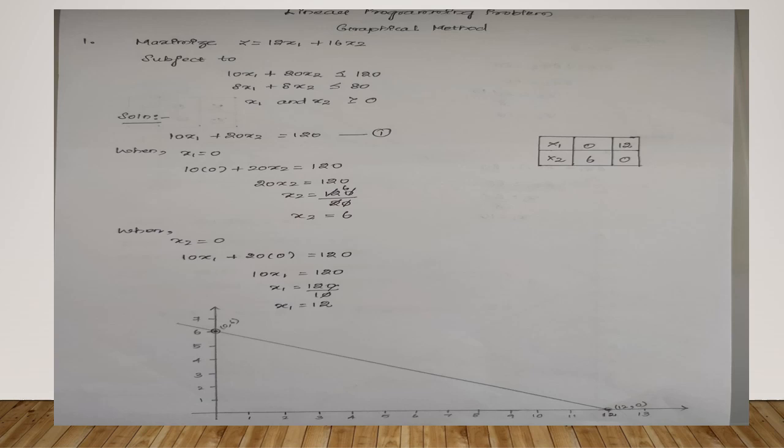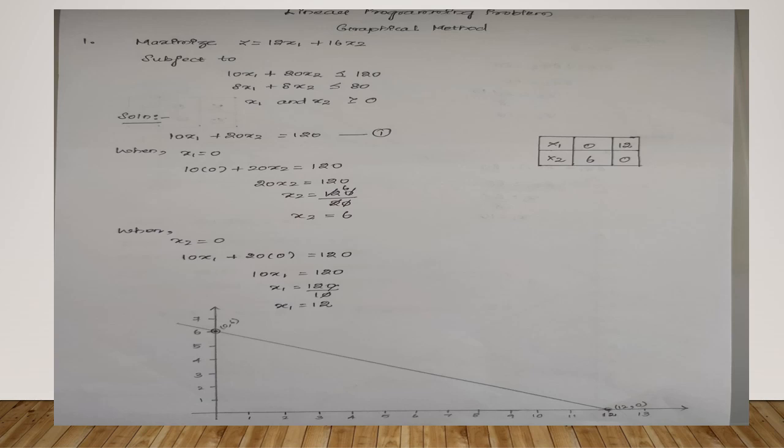The problem is: maximize z equal to 12x1 plus 16x2, subject to 10x1 plus 20x2 less than or equal to 120, and another constraint, 8x1 plus 8x2 less than or equal to 80, and both x1 and x2 are greater than or equal to 0. Now I am going to solve these two equations and find out what the feasible points for x1 and x2 can be.